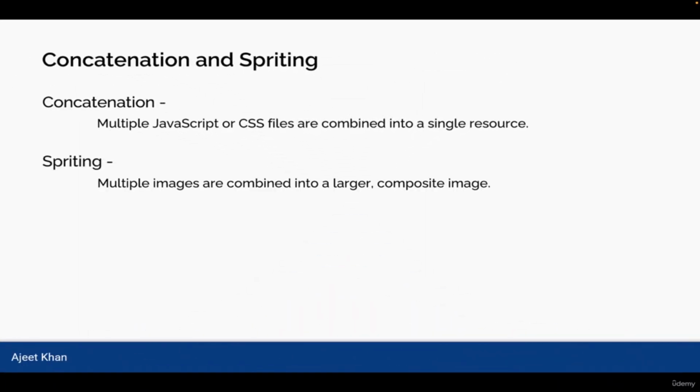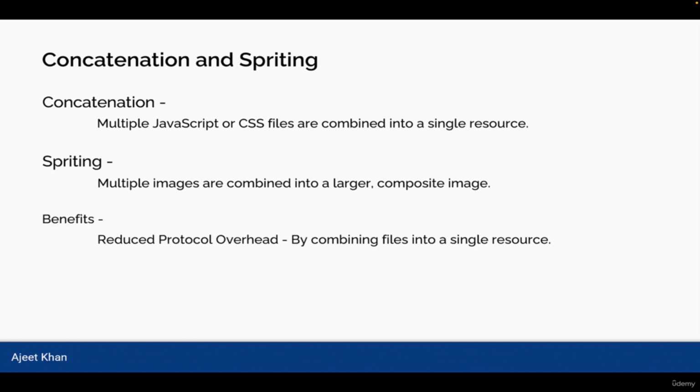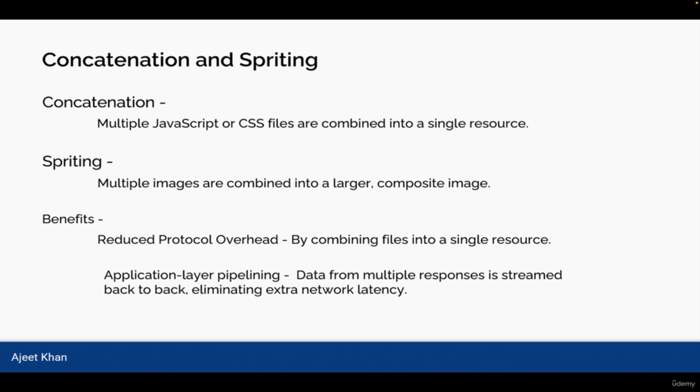Spriting. Multiple images are combined into a larger composite image. So this is just like concatenation, but it is being done for images rather than JavaScript or text-based files. The benefit of these is it reduces protocol overhead by combining files into a single resource. Application layer pipelining means data from multiple responses is streamed back to back, eliminating extra network latency.